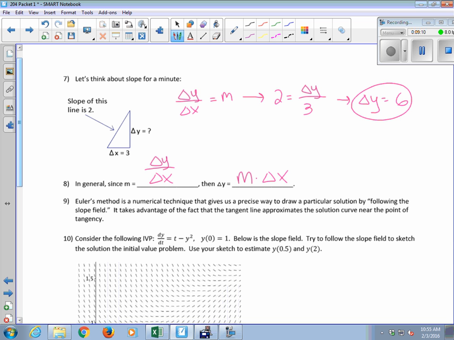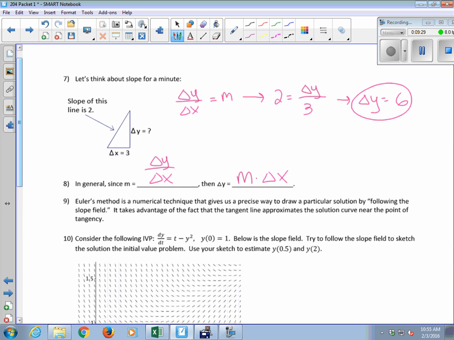All right, Euler's method is a numerical technique that gives us a precise way to draw a particular solution by, quote, following the slope field, right? It just allows us to follow the slope field with a little less eyeballing it, you know? Gives us some numbers to use.